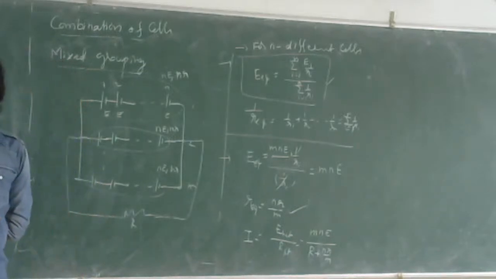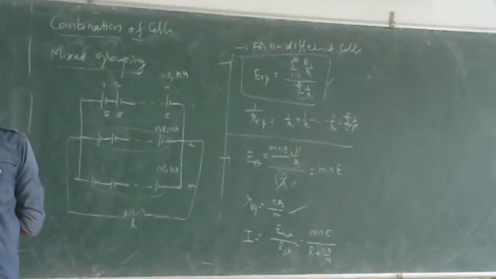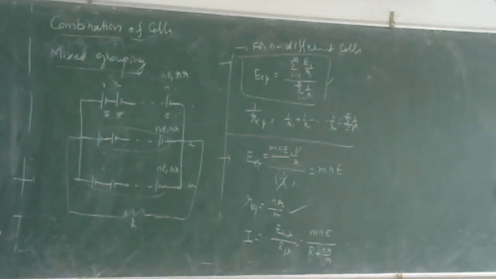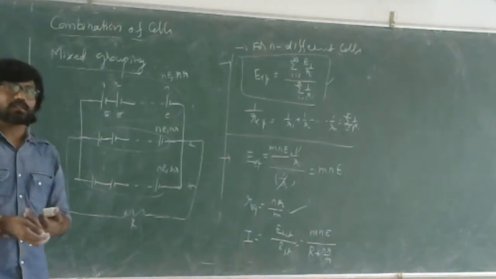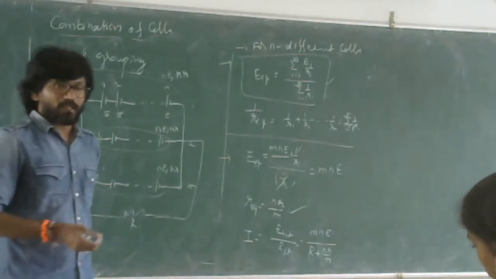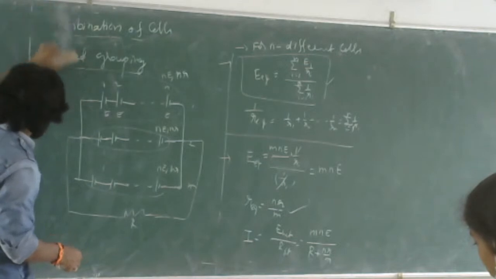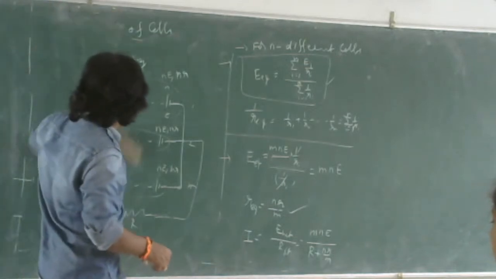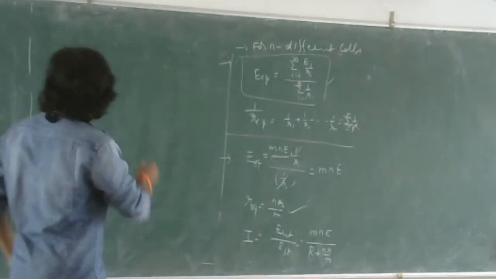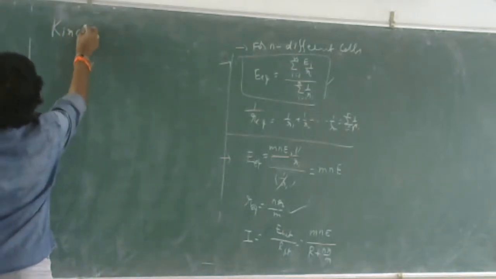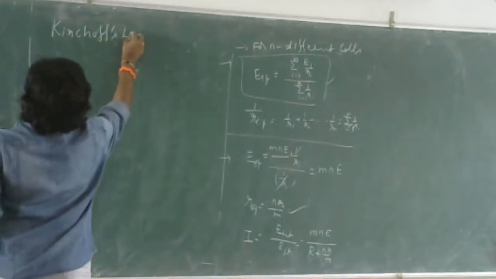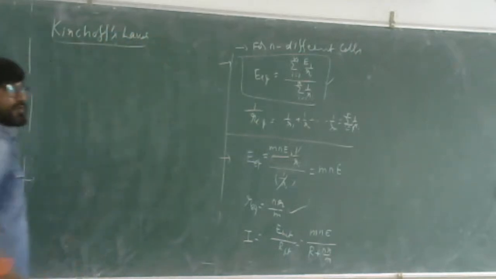Now we can deal with the circuits having resistors and cells combination. So let us work out a few questions. After discussing what Kirchoff's laws are, we will try to understand how to deal with such circuits. Next, write down the subheading Kirchoff's laws. What are these Kirchoff's laws?